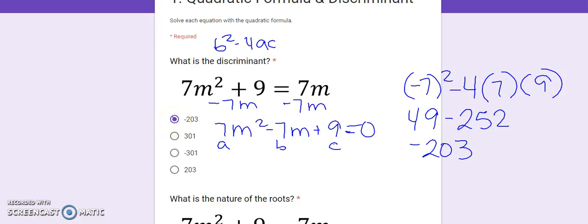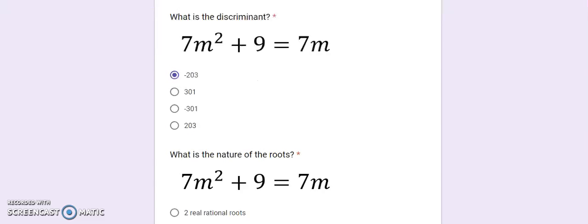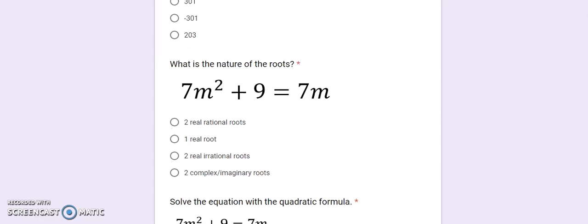So then on the next question, it says what are the nature of the roots? Since we found out that the discriminant is -203, that's the part that ends up under your square root. And as you know, you can't do the square root of a negative. What that does is give you an imaginary number. The correct answer for this one would be 2 complex imaginary roots. Anytime you have a negative in the square root, it's always imaginary.